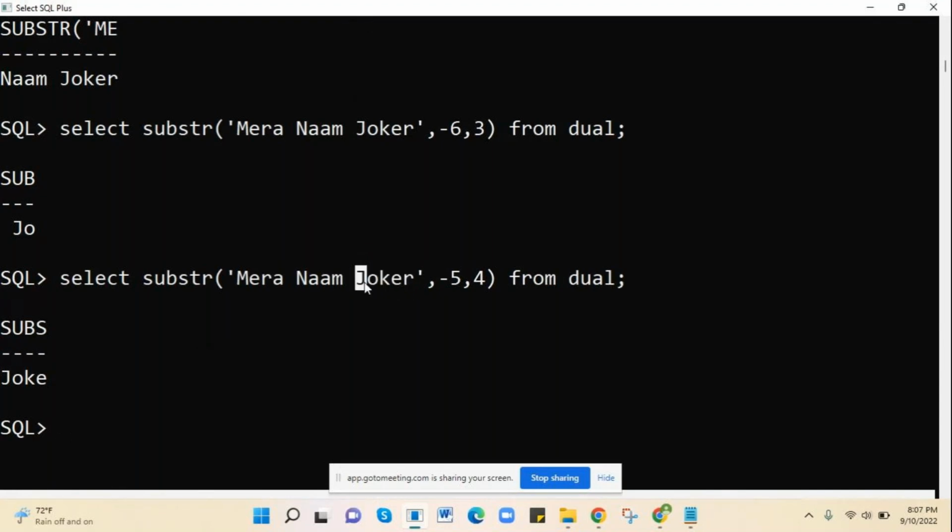From J, how many characters? 4 characters. It is a string, it is the position, and it is the number of characters. Okay, this is about substring.